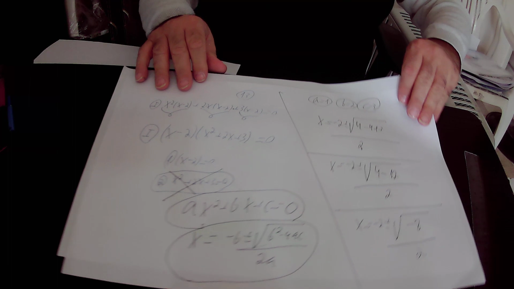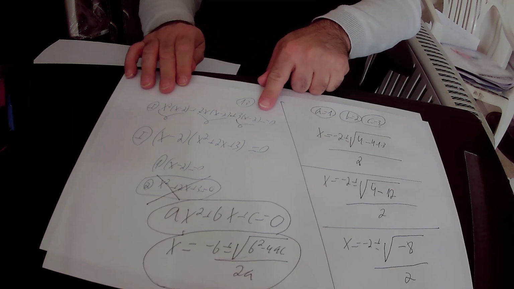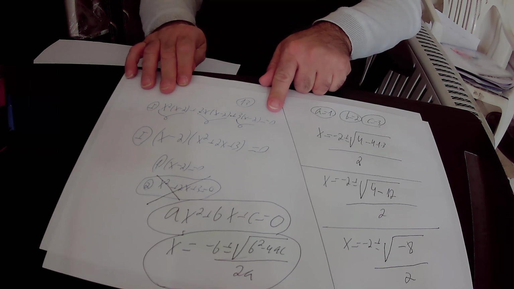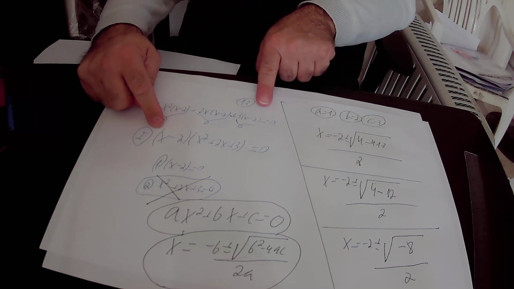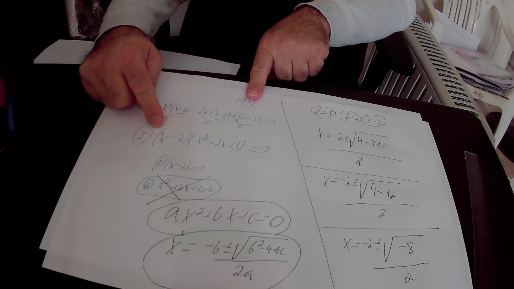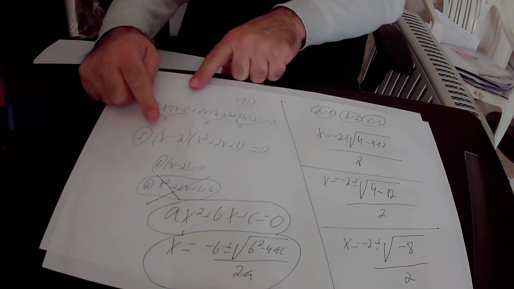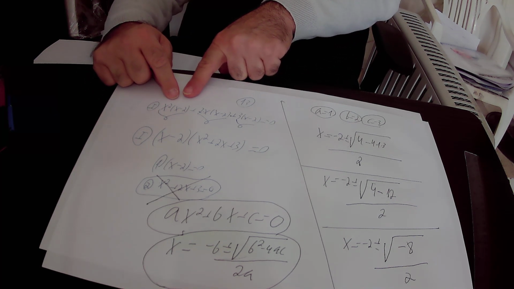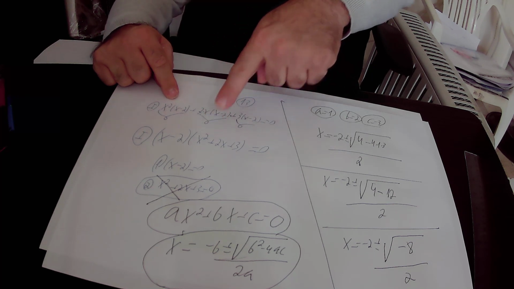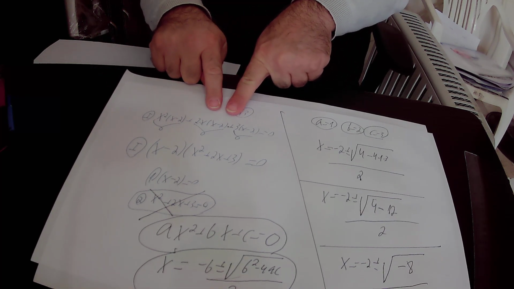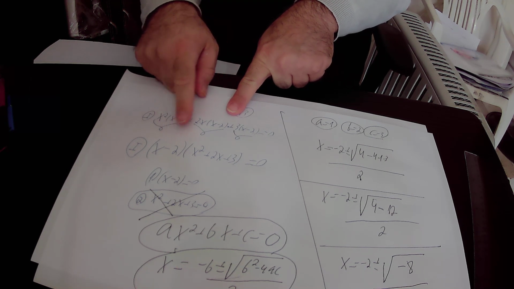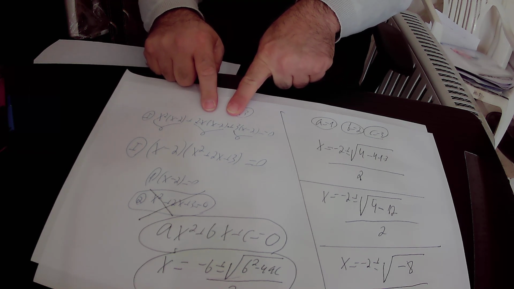Here we took a common factor of x minus 2 from this equation number 1. So x minus 2 is a common factor of equation number 1. What is left from this expression after we took x minus 2 as a common factor? It is actually x squared. What is left from this expression? It is actually 2x.